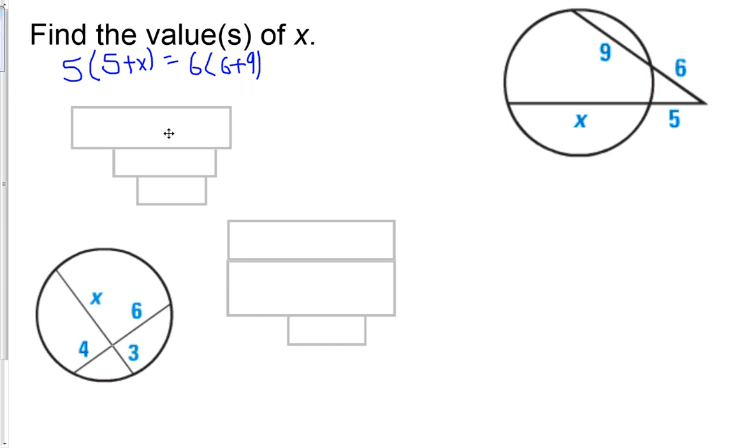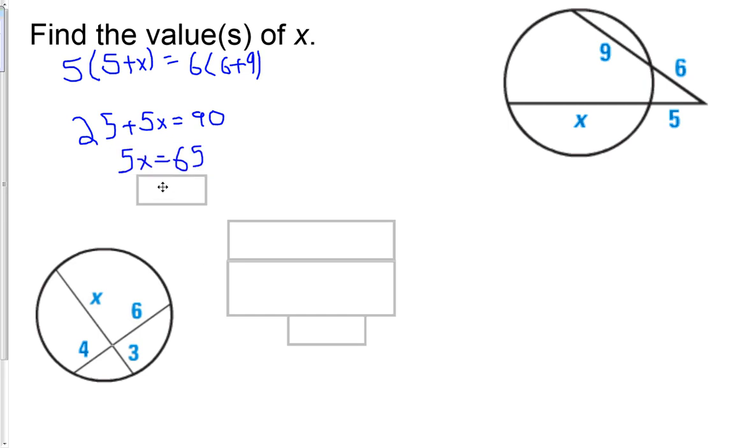And we're going to get 5 times 5 is 25, 5 times x is 5x. This is 15, so 6 times 15 is 90. Subtract 25 from each side, and we get 65 is 5x, and x is 13. If you plug it back in, 5 times 18 equals 6 times 15. Both of those would equal 90.